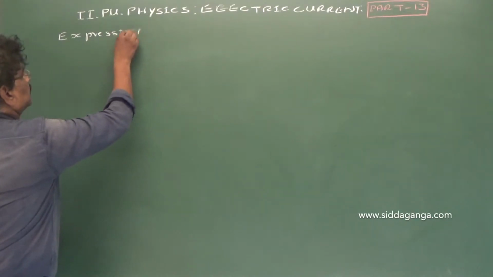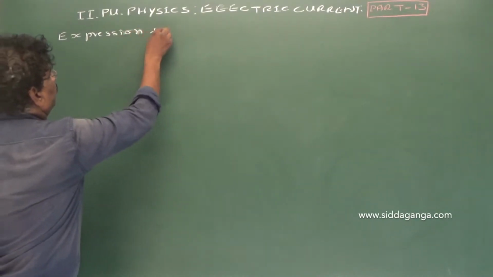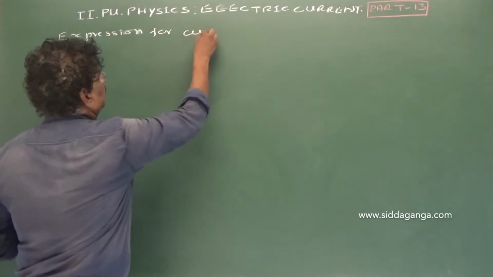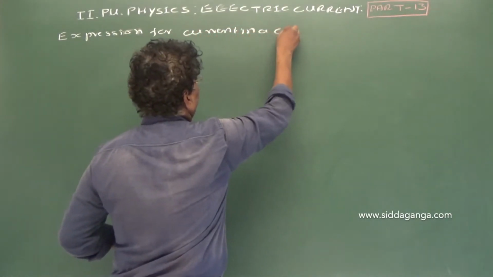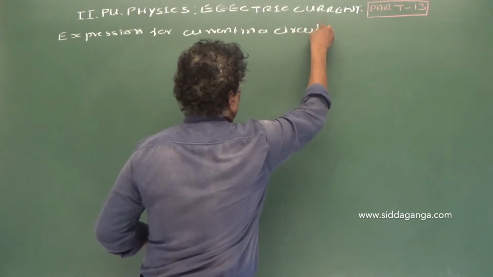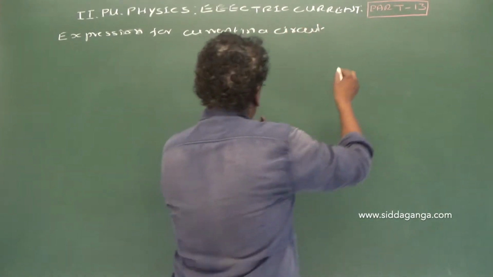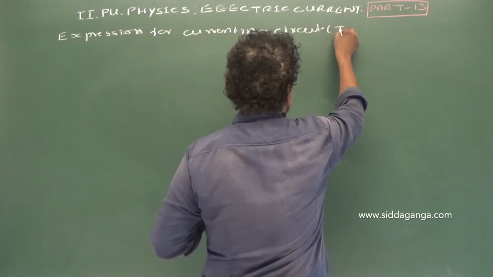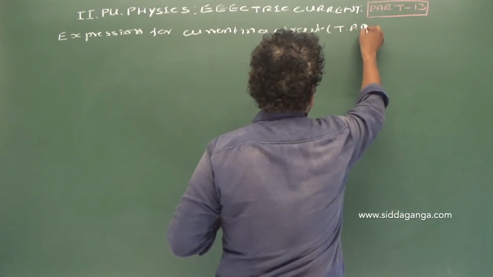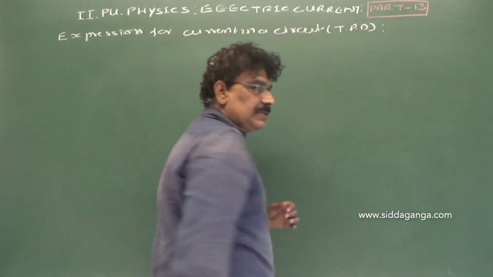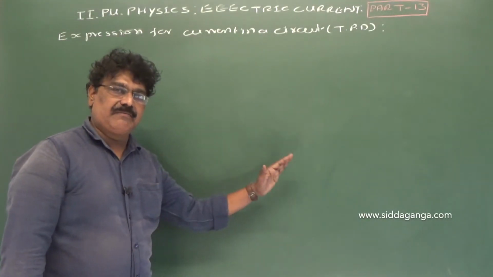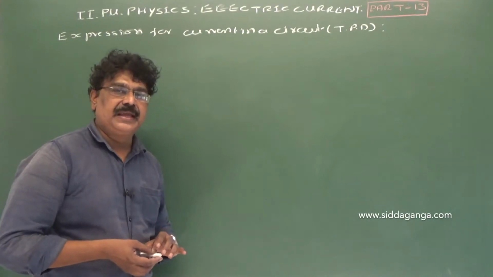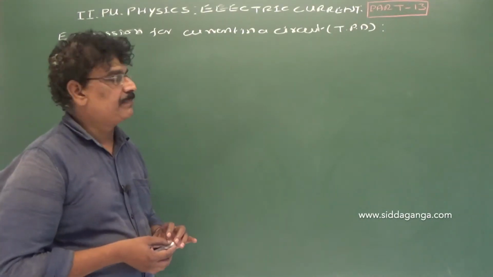Expression for current in a circuit, as well as terminal potential difference across a cell. It is a 3 mark or 5 marks question in board examination.